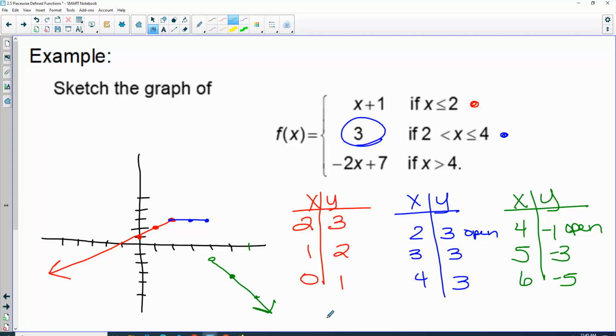So do a T-chart for each piece. Make sure you always plug in those endpoints. Equal to gets closed circle. If it's not equal to, it's an open. Questions?